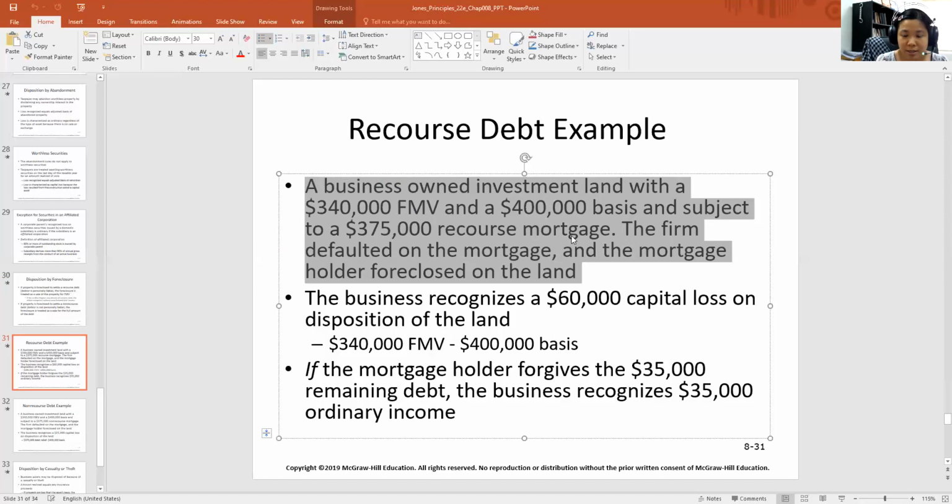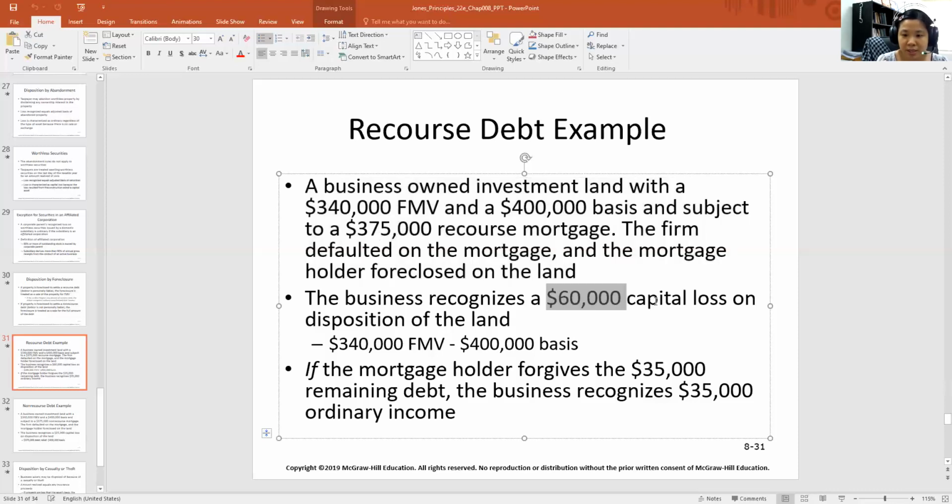And this is a recourse debt. Recourse mortgage means the company is personally liable to pay back this mortgage. So if the company defaults on the mortgage, they cannot pay back, the mortgage holder, the person who lent the money, will foreclose on the land. It means they will take the land. In this case, there will be a 60,000 capital loss, because we use the fair market value as the sale of the land, minus 400,000, and that gives you 60,000.